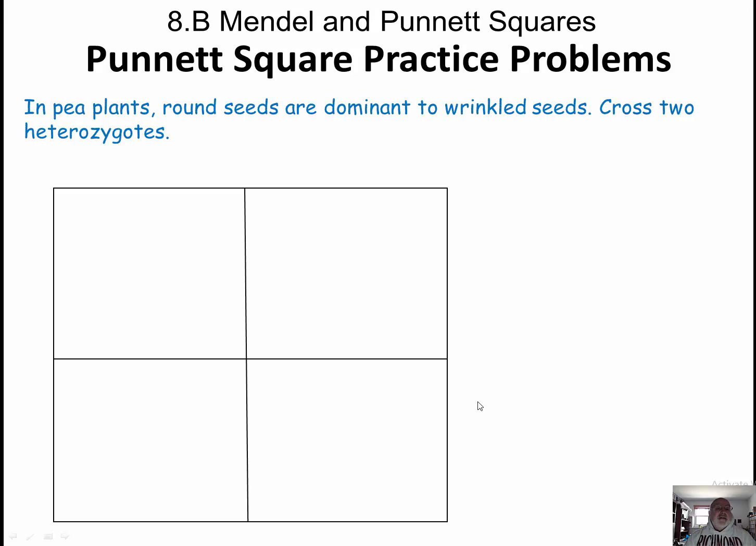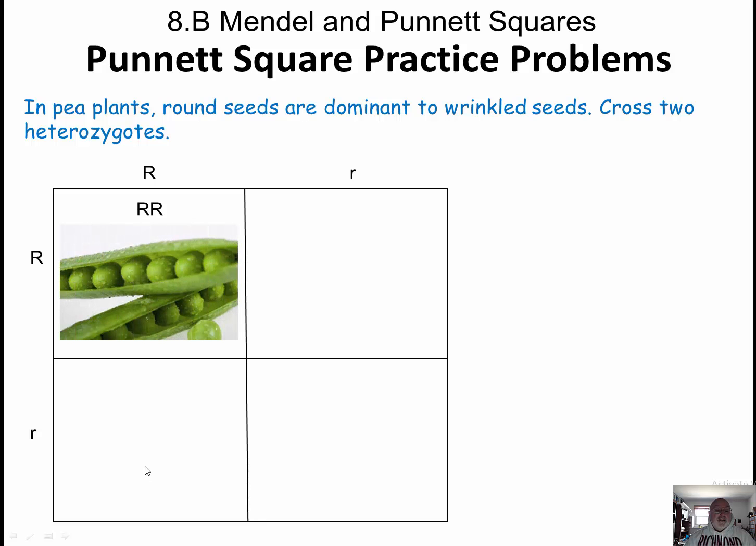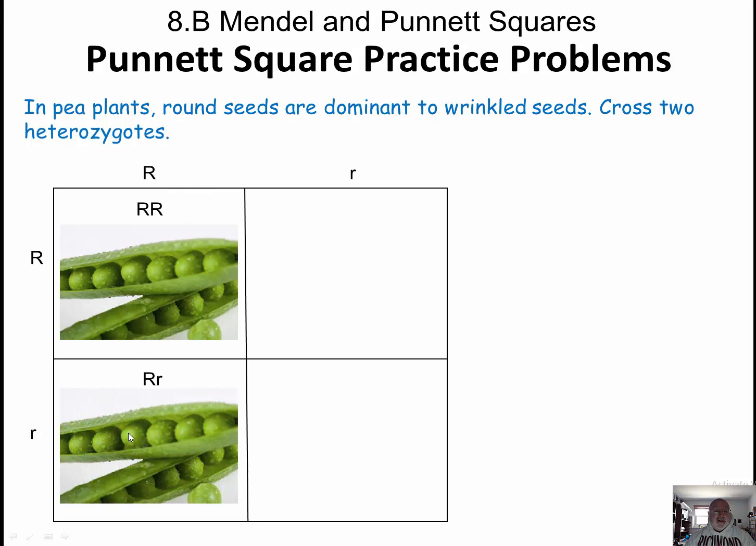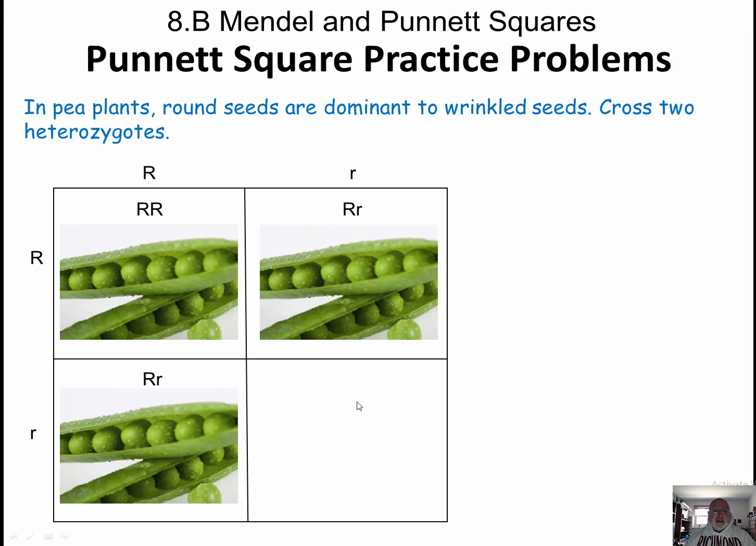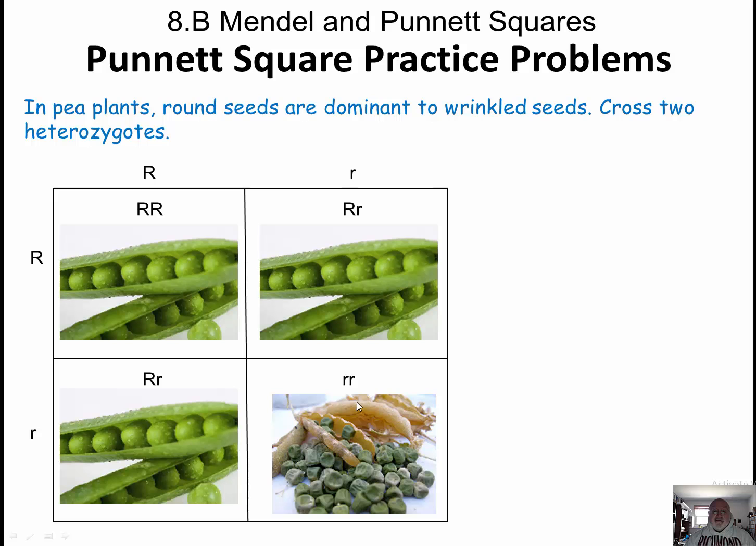Punnett squares. Pea plants, round seeds dominant to wrinkled, cross 2 heterozygous. There's one of each. And in this one, we're going to get 2 R's, round seeds. In this one, we're going to get a dominant R and a recessive, round seeds. And this one, dominant R, recessive, round seeds. And in this one, we're going to get 2 recessive, wrinkled. So list the genotypic and phenotypic ratios. We have a 1 to 2 to 1 when we talk about genotype, 1, 2, 1.